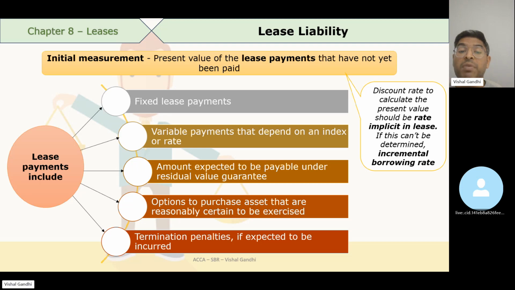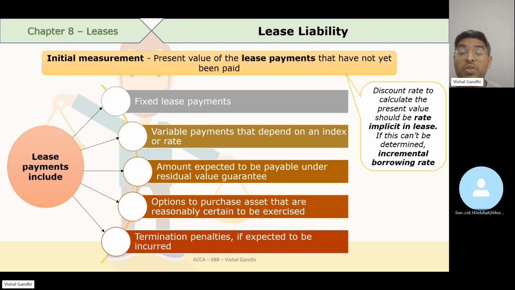Now, the amount expected to be payable under the residual value guarantee. So what is it? Basically, the lessee says to the lessor that at the end of the contract, the value of the asset will be at least this much, 5,000, 10,000, whatever it is. That is a guarantee of residual value at the end of the contract or the end of the useful life of the asset. That value has been guaranteed by the lessee, so the lessee is responsible for it. That's why we include that amount also in the lease payments.